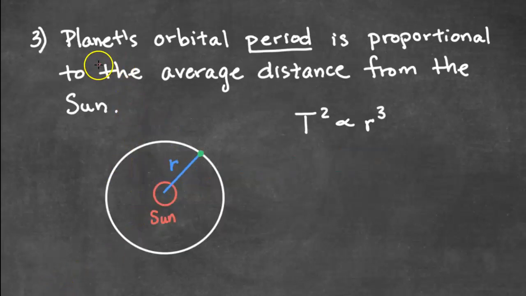Kepler's third law states that a planet's orbital period is related to the average distance from the sun. The orbital period is the time to make one complete orbit. What this law is saying is that as you get further away from the sun, it's going to take you longer to go around. That relationship is that the period squared is proportional to r cubed, where r is the average distance from the sun. And next, we're going to derive this equation.